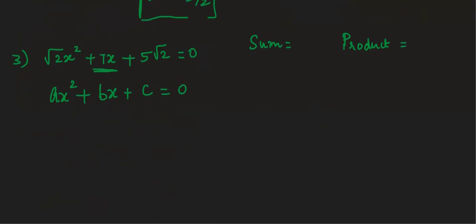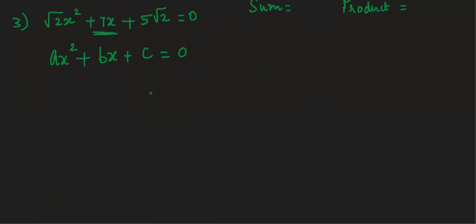Question number 3 is root 2 x square plus 7x plus 5 root 2 equals 0. What we are going to do is split the middle term. There are 3 terms here, and we're going to make this 4 terms, combine two terms together and get the answer.